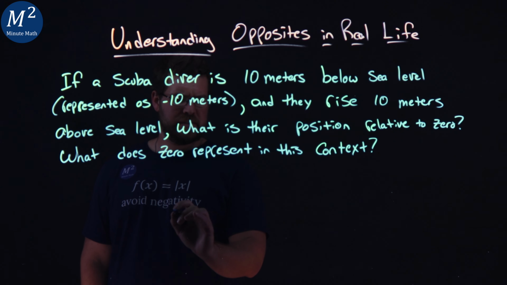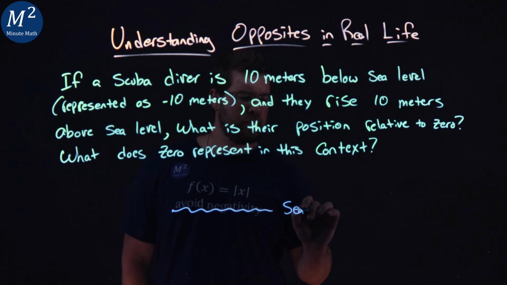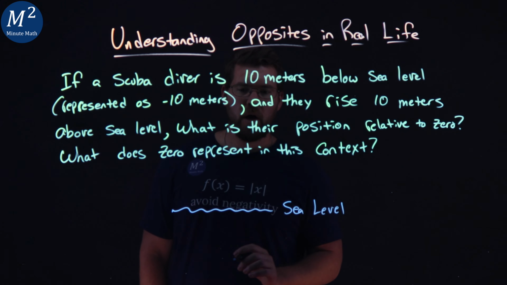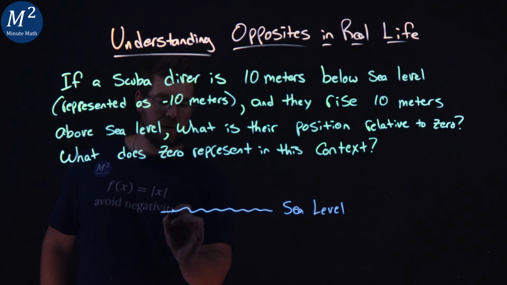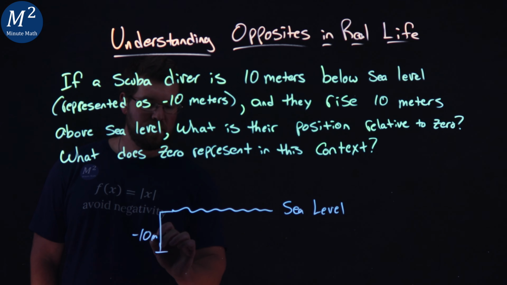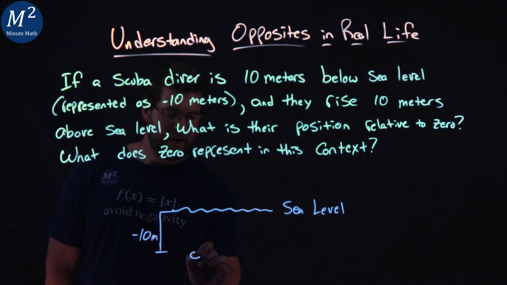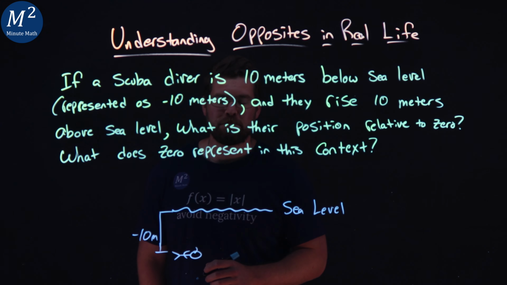So let's have a little visualization here. Here's our sea level. Our scuba diver is starting at 10 meters below. So sea level here, 10 meters, negative 10 meters, and that's our little diver. Don't critique me on my little drawing there, all right?